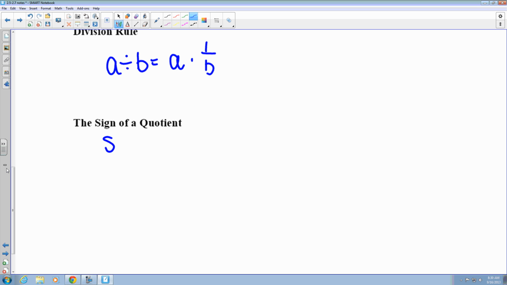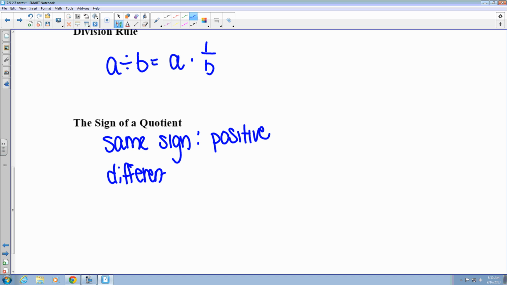Sign of quotient: this is going to be the same rules that we had for multiplication. When we divide two numbers with the same signs, our answer is always going to be positive. And when we multiply or divide two numbers with different signs, our answer is going to be negative.